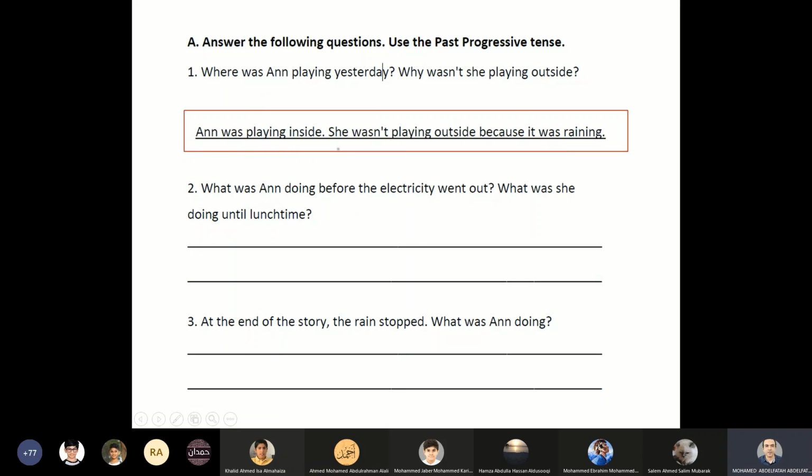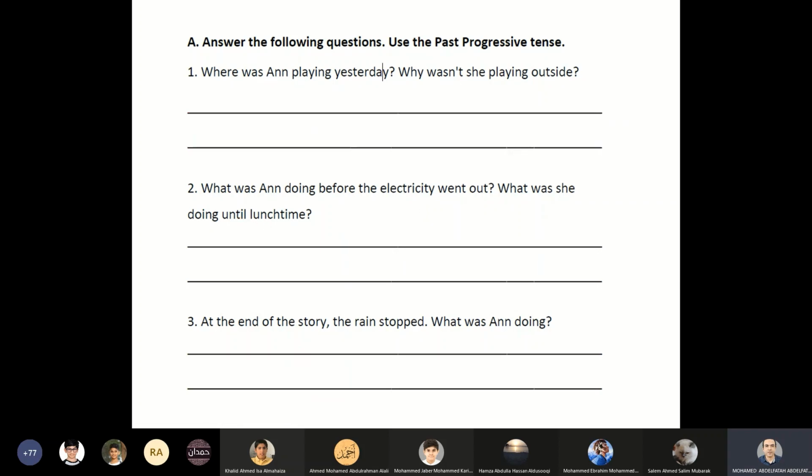Ahmed, can you read the answer again? Anne was playing inside. She wasn't playing outside because it was raining. Perfect, Ahmed. Now, students, get ready. The question is, what was Anne doing before the electricity went out? What was she doing until lunchtime?